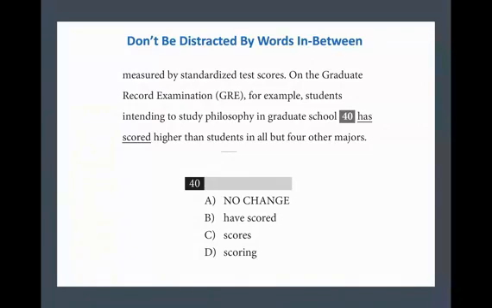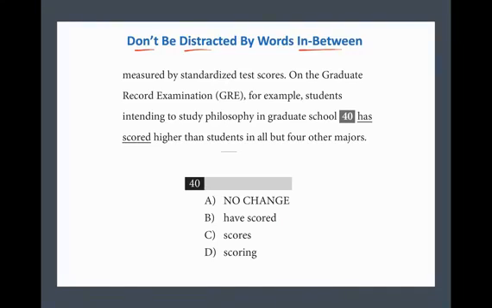Okay, let's look at a few more examples of how they're doing this directly on the test. Remember, don't be distracted by words in between. If we take a look at this somewhat longer sentence, there's a lot of parts to it. So we have to slow down, break it down, find the main subject and the main verb. On the Graduate Record Examination, GRE, for example, students intending to study philosophy in graduate school has scored higher than students in all but 4 other majors.